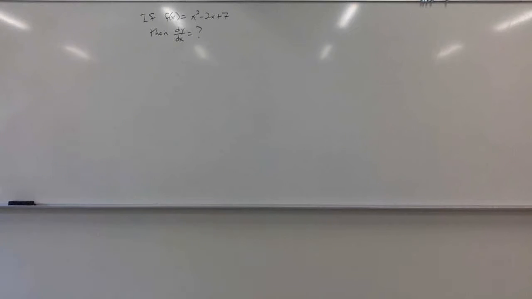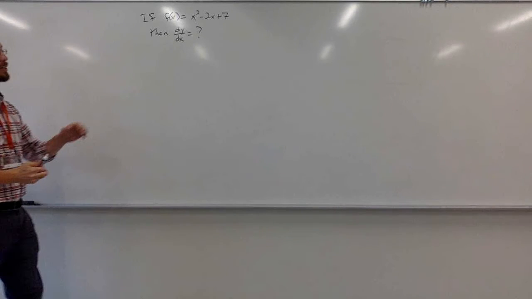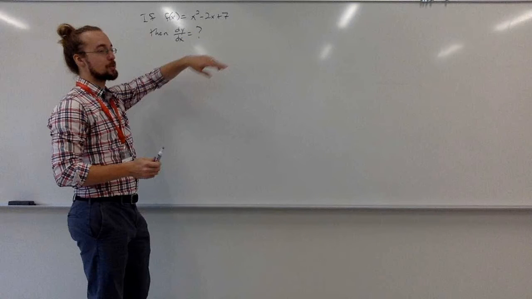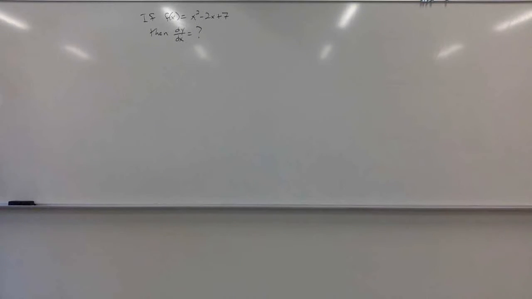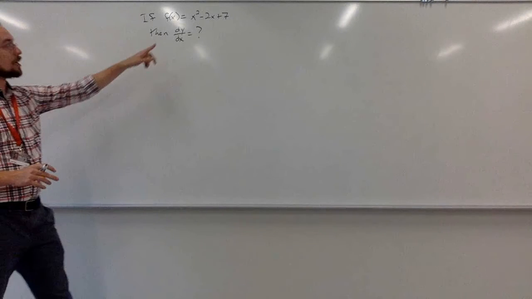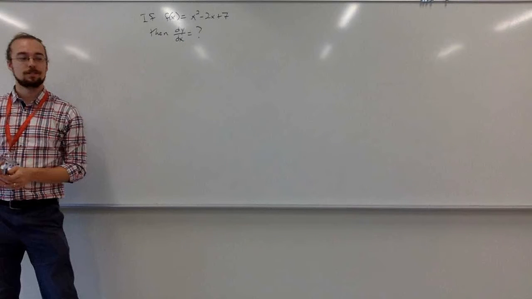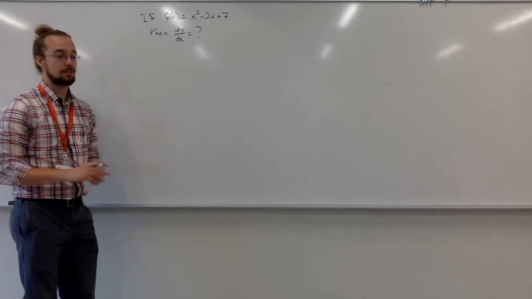Alright, we've already done this, right? If I give you a function, x squared minus 2x plus 7, how would we find the derivative? Remember, dy dx is just notation for the derivative. So how would I find the derivative of this function? Do the f of x plus h minus, well, the limit.